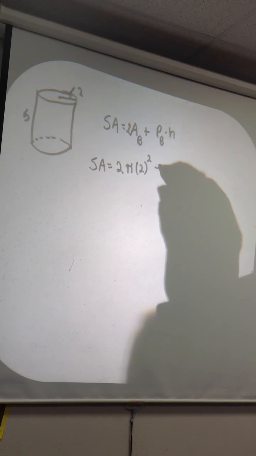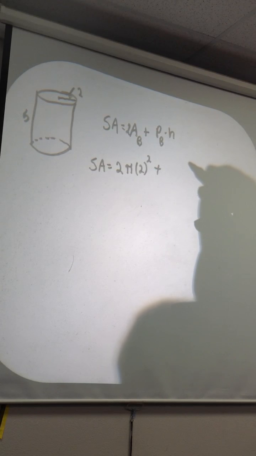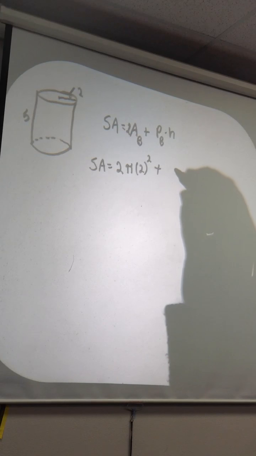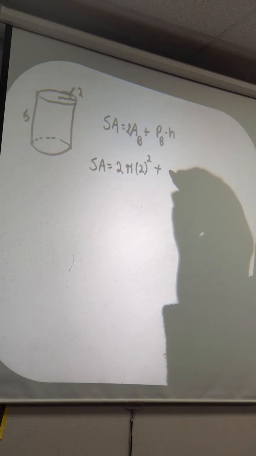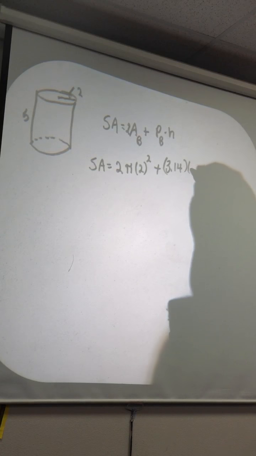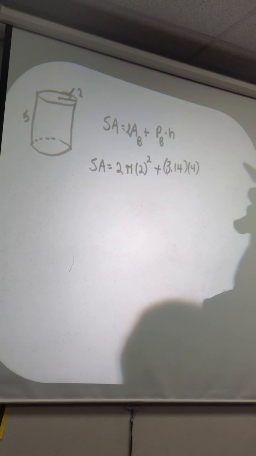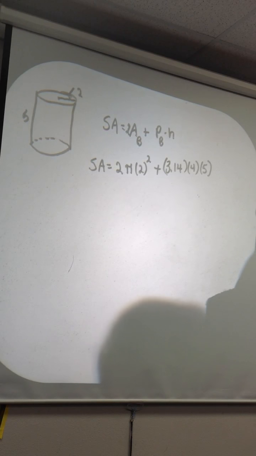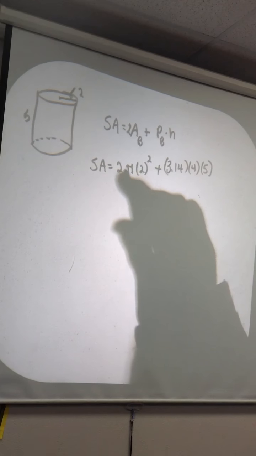All right, plus, now over here we have to find the perimeter of the circle, or the circumference. How do you find the circumference of that circle? How do you find it, Ella? 3.14 times the diameter. Okay, so it's going to be 3.14 times, what is the diameter? 4. Okay, good. Times the height of the can, which is 5. Okay. Now we've got a lot of numbers there, see?